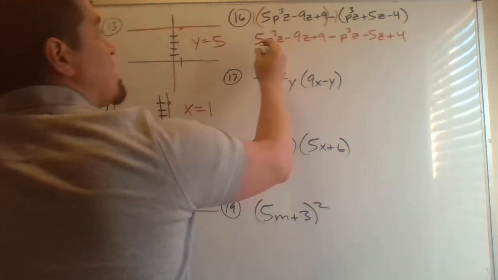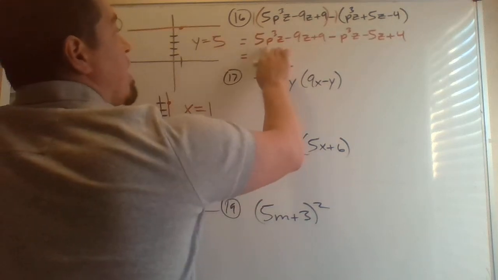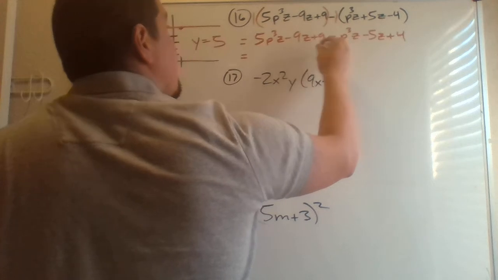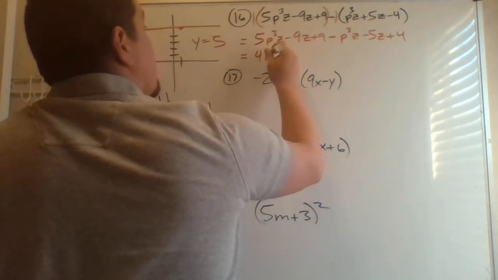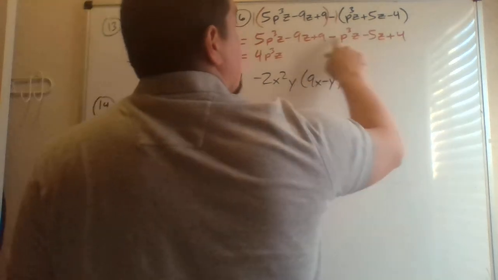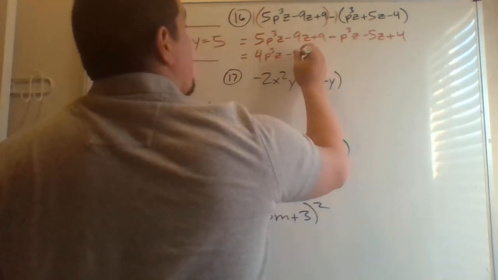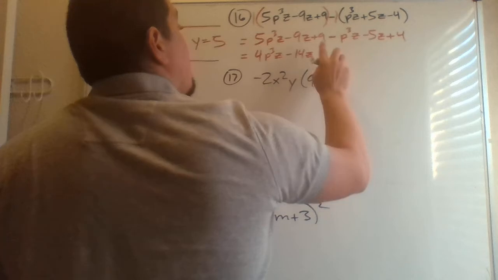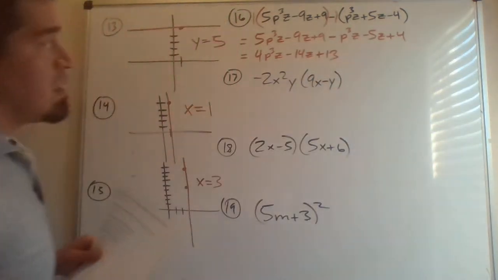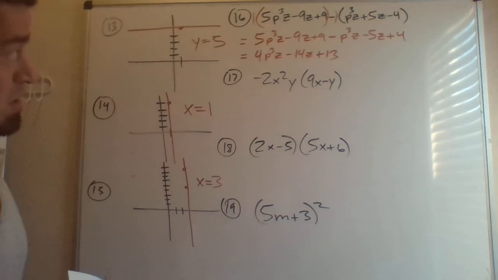Now combine these like terms. So 5p cubed z minus p cubed z, that's like 1p cubed z. That'll give you 4p cubed z. Then -9z minus 5z, that's -14z. And 9 plus 4, that's 13. So that answers that question.